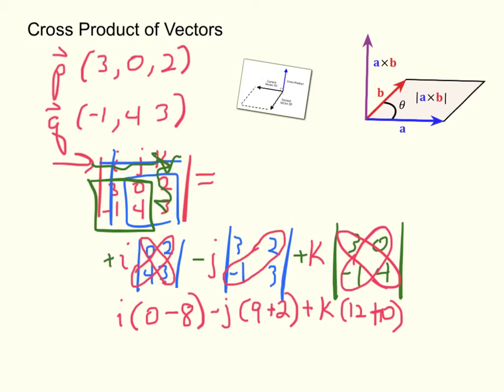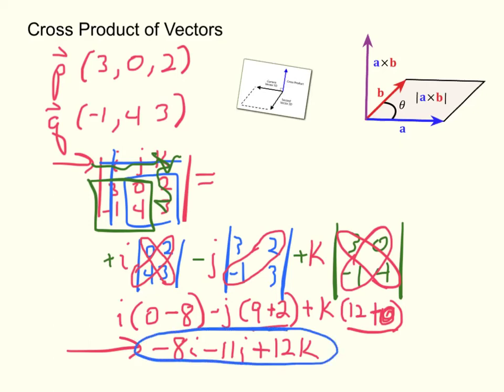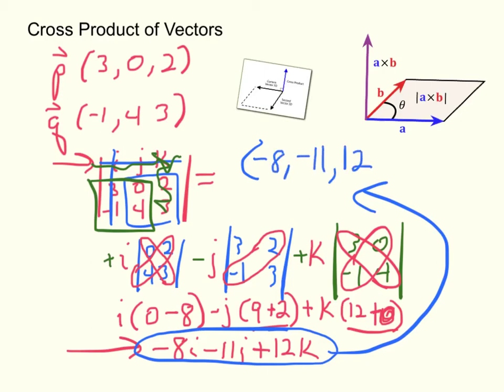That leaves us with negative 8 times i, that's 11, so I have a negative 11 times j, and that's 12 times k, plus 12k. That right there is the sum of unit vectors. If the question asked you to write it as an ordered triple, that is not an ordered triple, that is the sum of unit vectors. The ordered triple was simply negative 8, comma, negative 11, comma, 12. Not too bad.